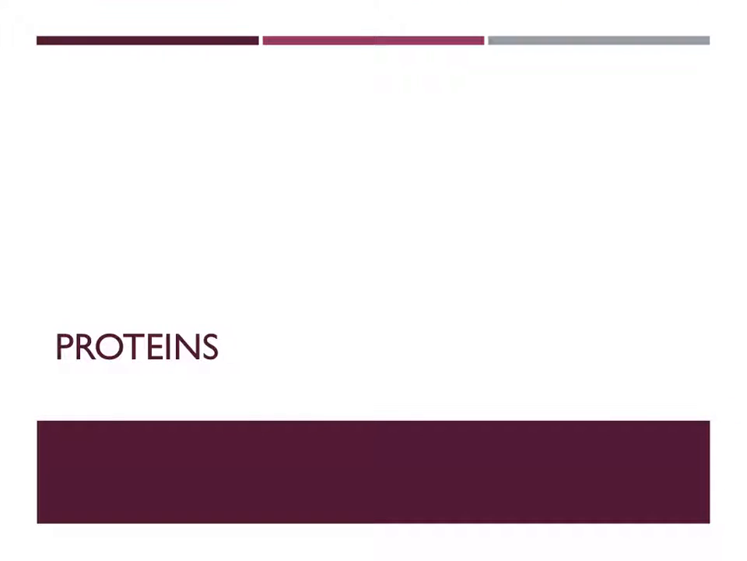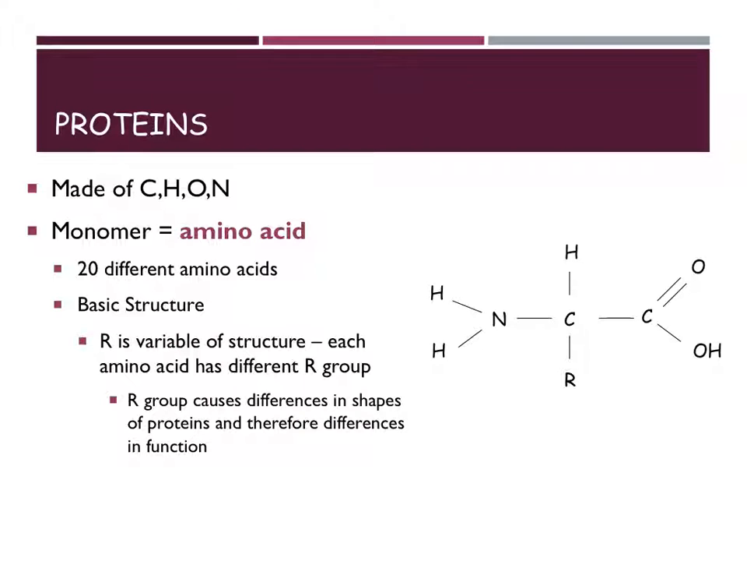Okay, so we're going to spend the rest of the time talking about proteins. We talked about them a little bit in class already, but now we're going to talk about them in a little bit more detail. So proteins have carbon, hydrogen, oxygen, and nitrogen present in them. Their building block or monomer is what's called an amino acid.